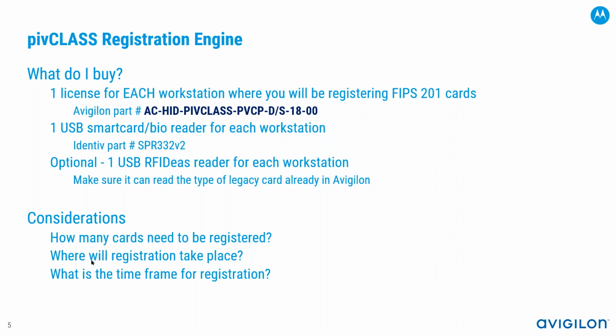So you might need to have them in different locations, or might take advantage of using the mobile version. So all that has to be taken into consideration, right? Where the registration is taking place and how long it takes will determine basically what kind of device you need. But in essence, you need at least one workstation to run this process, and here's the part number right there.